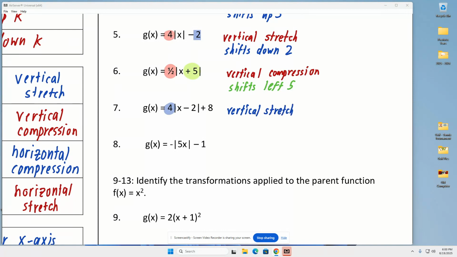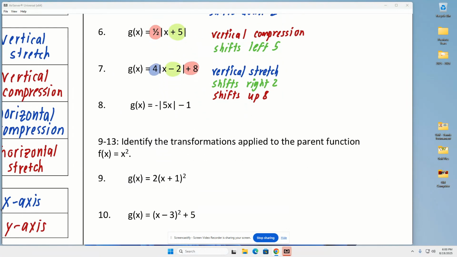Then we're subtracting 2. That's a shift. It's inside, so it's horizontal. So this thing is doing the opposite, so it's shifting to the right 2. And lastly, we're adding 8 where outside it's a vertical shift. It is what it is. So this thing is going up 8.